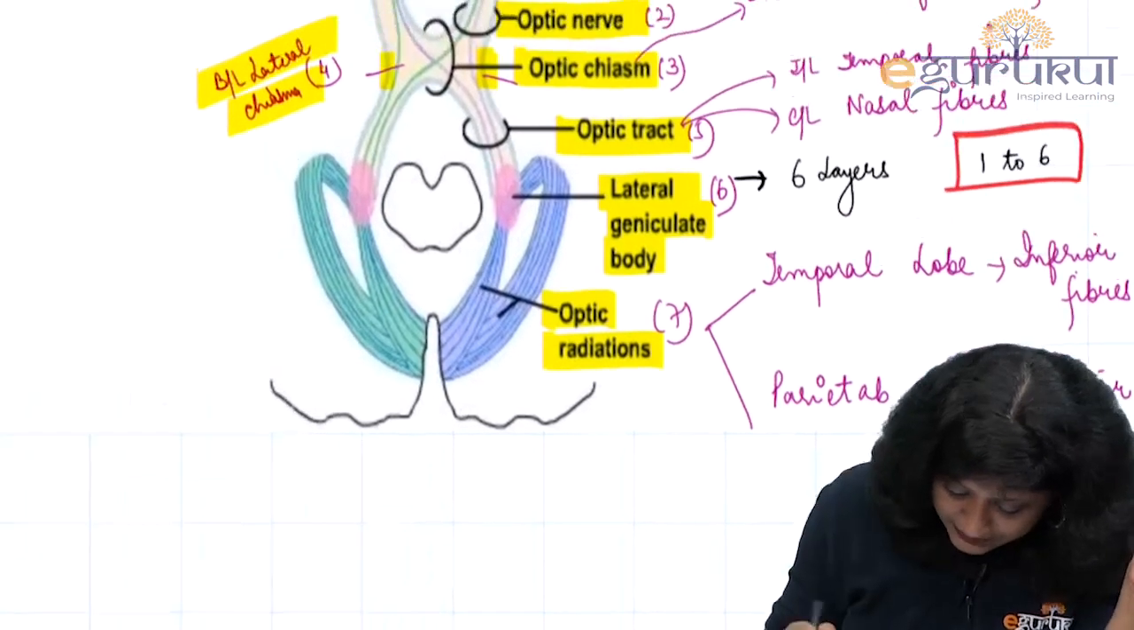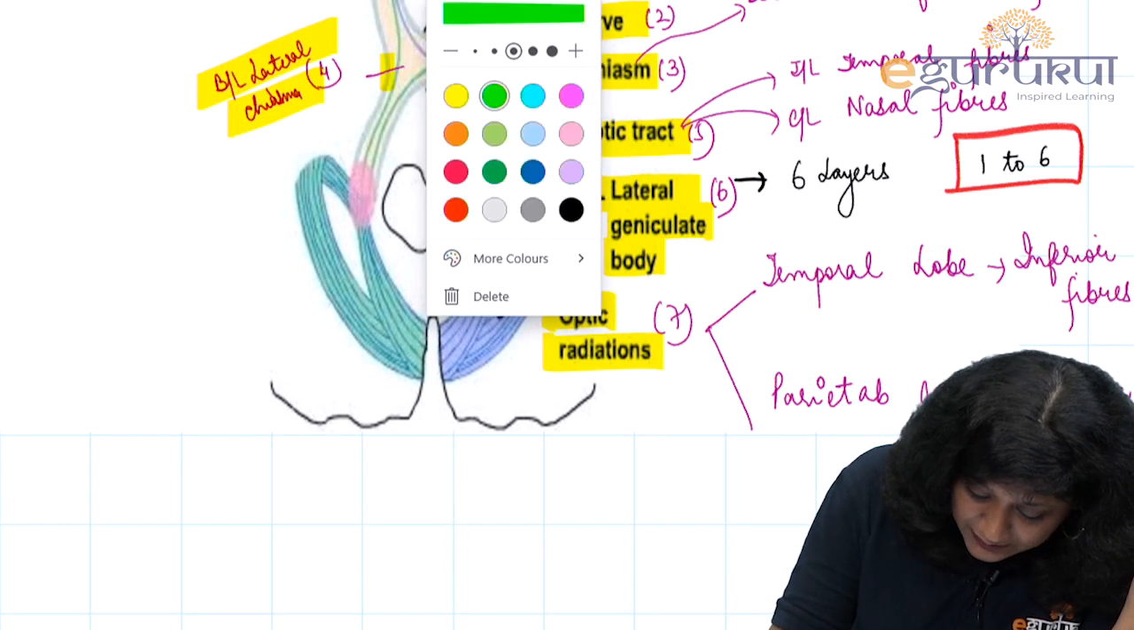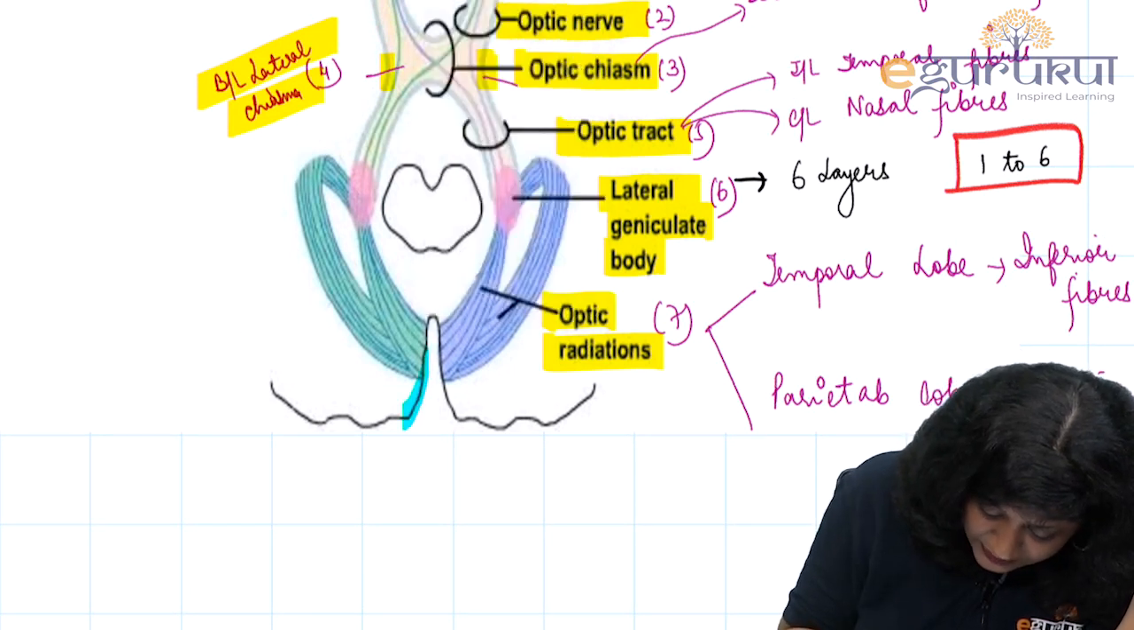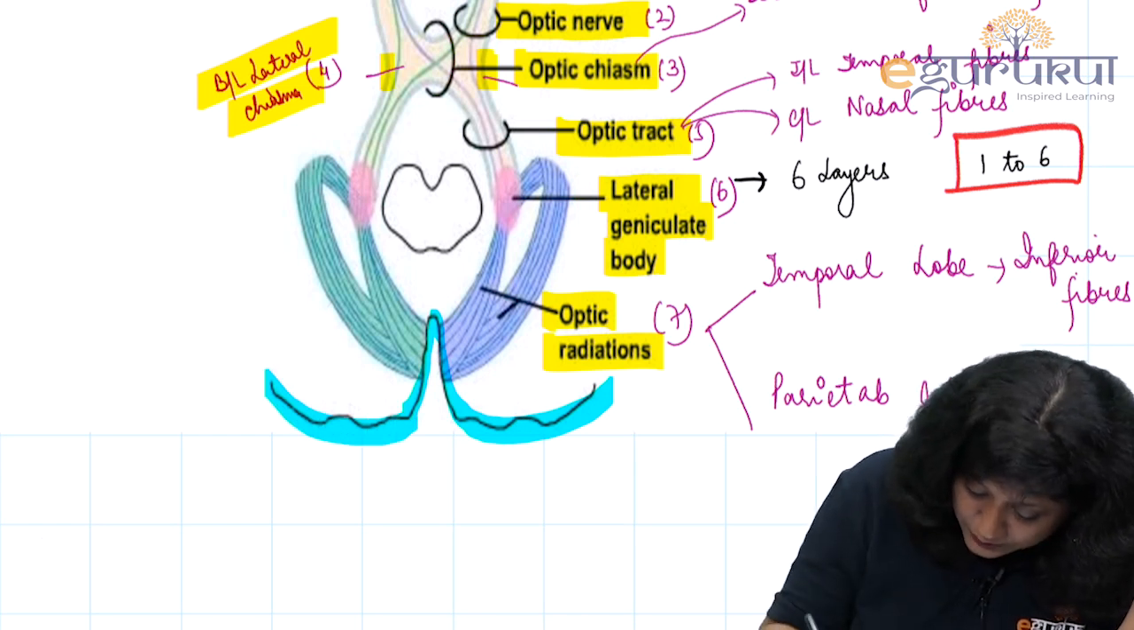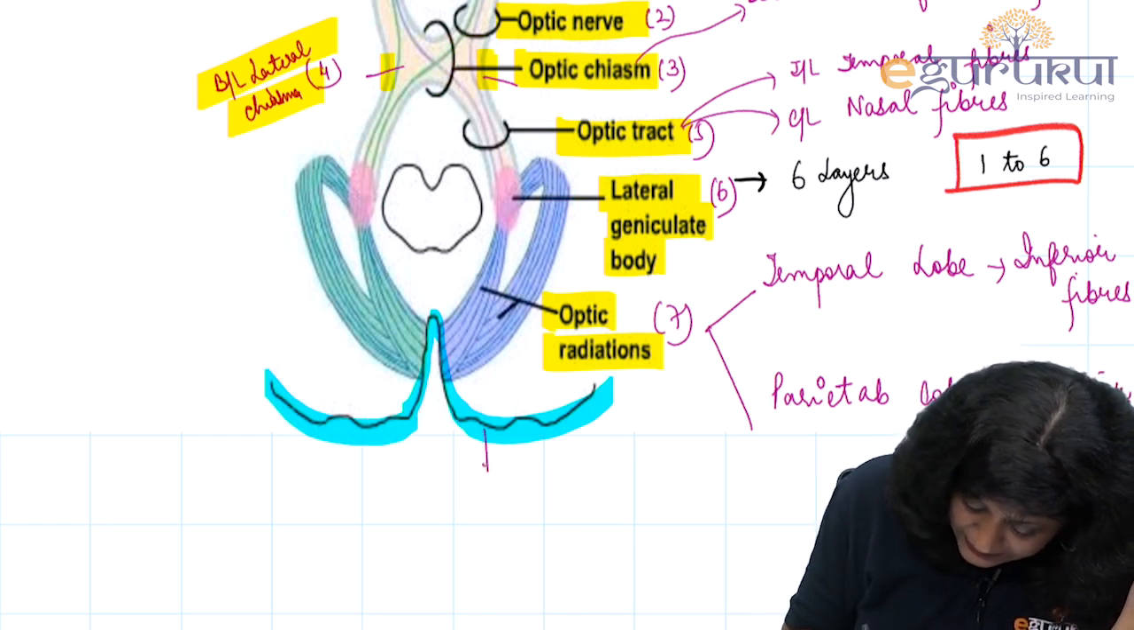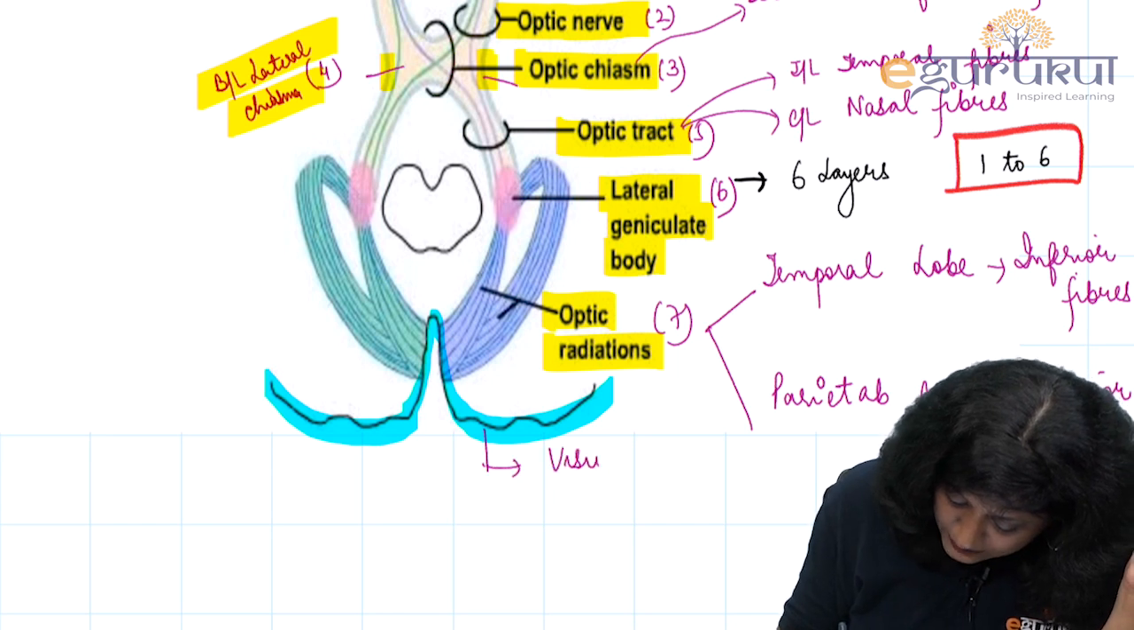And after the optic radiations, finally it will be going to the visual cortex. Can you see here? This is your visual cortex. So next will be this visual cortex.